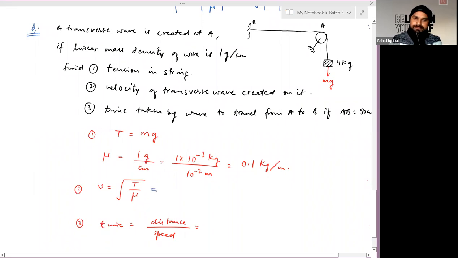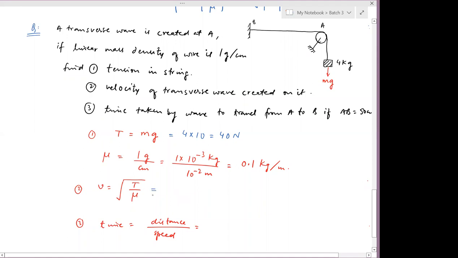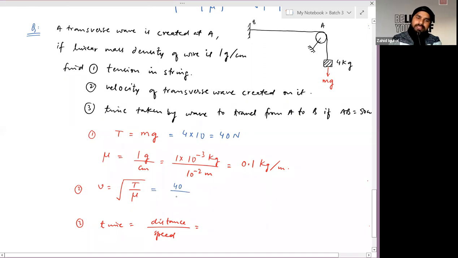Aisha, did you get any answer? We have tension, which is mass times gravity. Mass is 4 and gravity is 10. So you will get 40 Newton. Abhinav, is it clear? Yes, sir. Now put this in this part. So tension we have 40 and linear mass density we have 0.1, root under. So if you remove this decimal, multiply by 10 in the numerator. So you'll get root under 400. So it will be 20 meter per second.